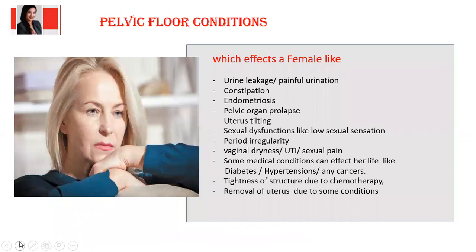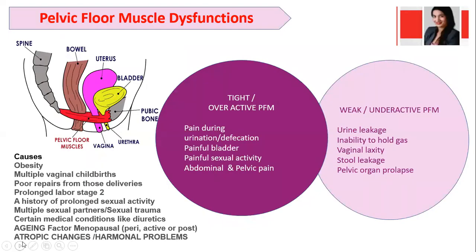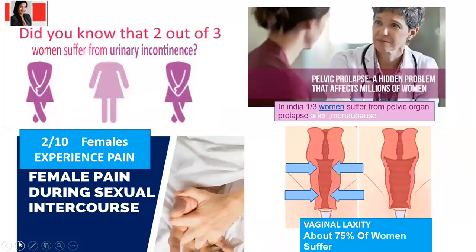Because this rehab is missed, our females suffer from leakage, constipation, endometrial pain, pelvic organ prolapse, uterine tilting, and all those things come into their life. There can be over-tight muscles and weak muscles. And here are some statistics I will give you. 2 out of 10 females experience pain during sexual intercourse. 1 out of 3 females suffer from pelvic organ prolapse after menopause.